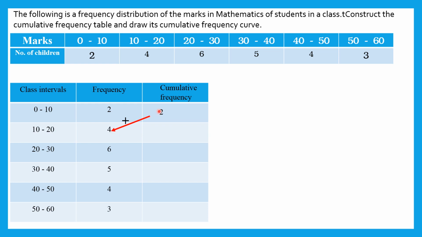Okay, then we have to add 2 and 4. Then what's the result? 2 plus 4 will be 6. Then you have to put that result as the cumulative frequency of this class interval. So the cumulative frequency of this 10 to 20 class interval is 6.